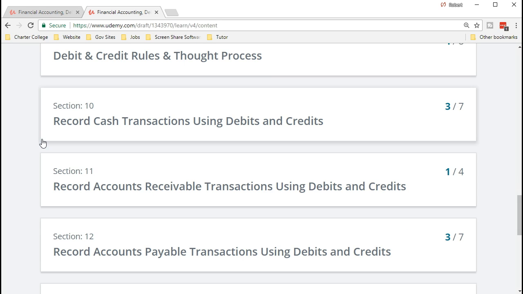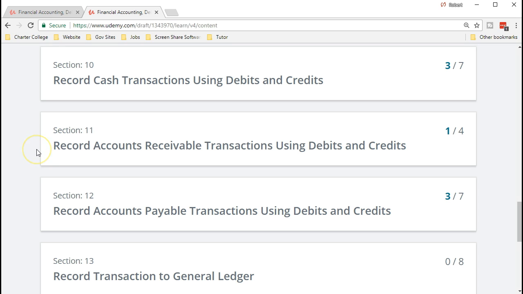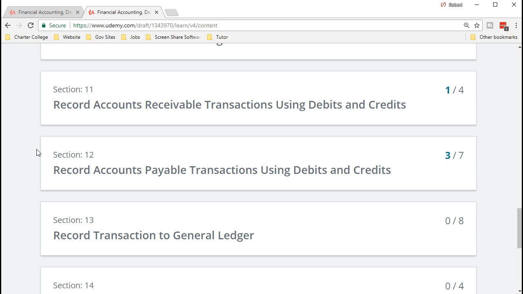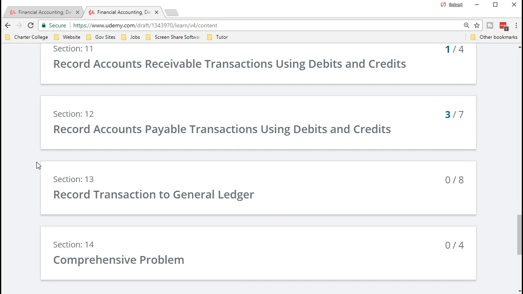Then we're going to record cash transactions using debits and credits. Then we're going to record accounts receivable transactions using debits and credits. Finally, we will record accounts payable transactions using debits and credits. So we'll practice journal entries as we go through, starting with cash, then receivables, and then payables, looking at cash first because there are going to be a lot more transactions involving cash. And it also really helps us fix the second piece of the transaction if cash is involved.